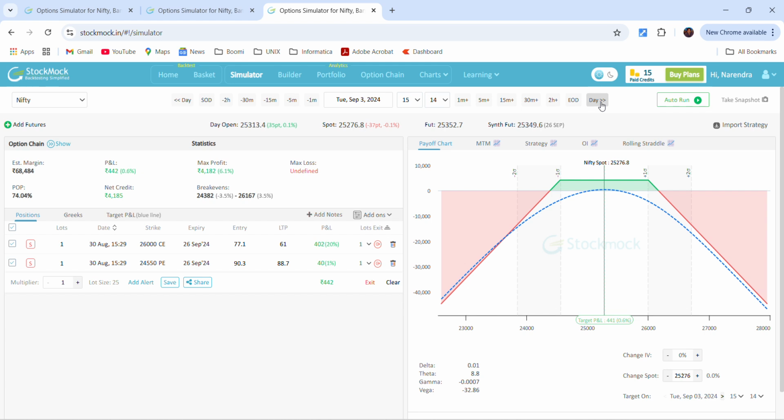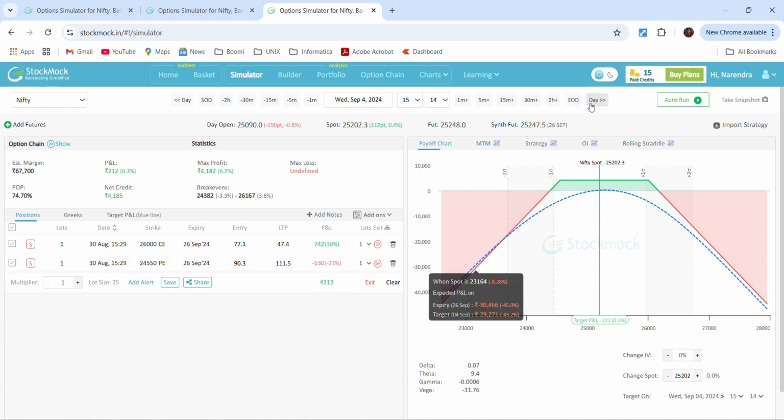So we will not do any adjustments until the spot of the market moves away from our break evens. We will not do any adjustments. So we can see, okay, after 2 days we have a profit of 212 rupees.